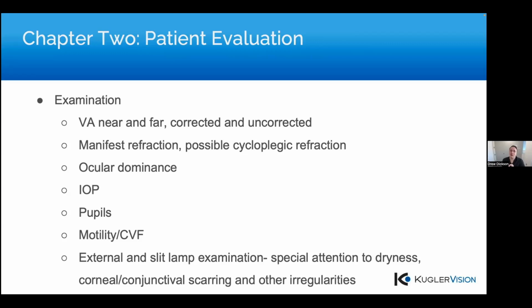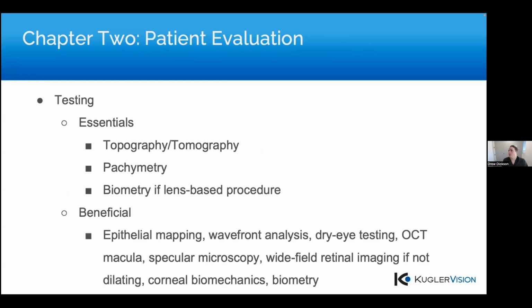You want to check motility and ocular alignment, and then do a careful slit lamp exam, especially paying attention to dryness and any corneal or conjunctival irregularities that might affect your treatments. When we're doing other ancillary testing, I would say the essentials for any type of refractive surgery: you need to have topography and tomography, especially if that's available, or at least topography, to be able to evaluate for astigmatism and screen for keratoconus.